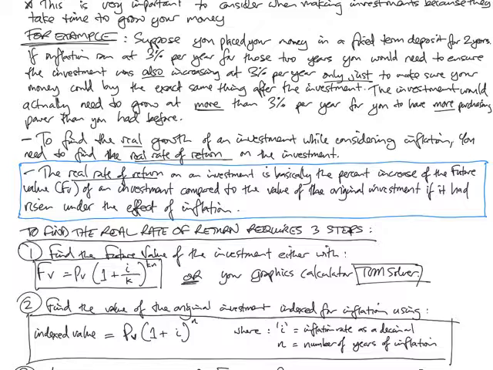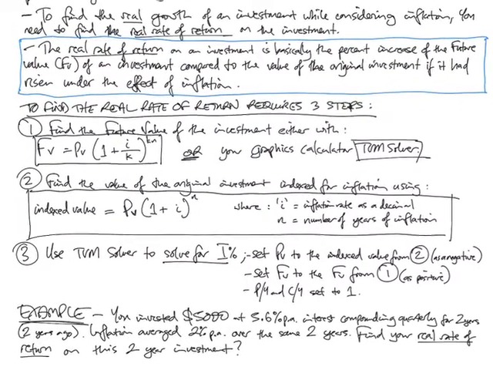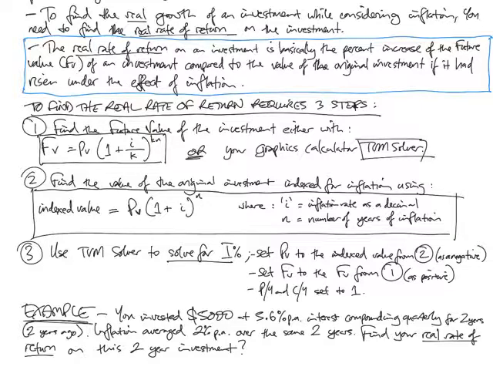So here we get to the maths. To find the real growth of an investment while you're actually thinking about inflation, so not ignoring it, which we have been doing so far, you need to find what's called the real rate of return on the investment. The real rate of return is basically the percent increase of the future value of an investment compared to the value of the original investment if it had risen under the effect of inflation.